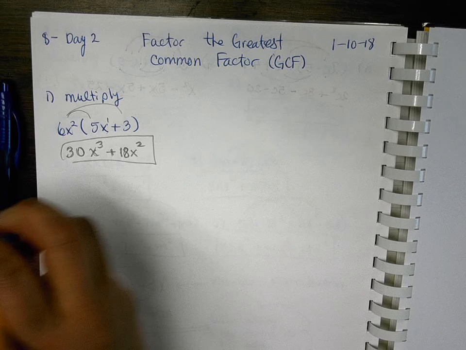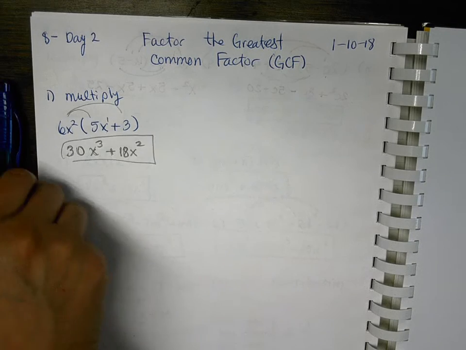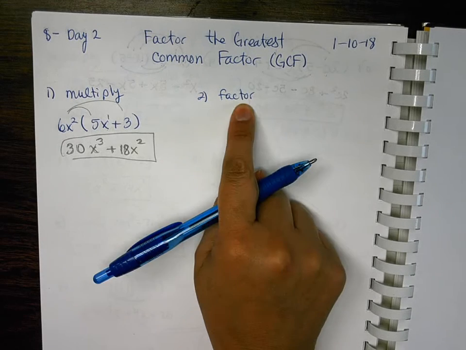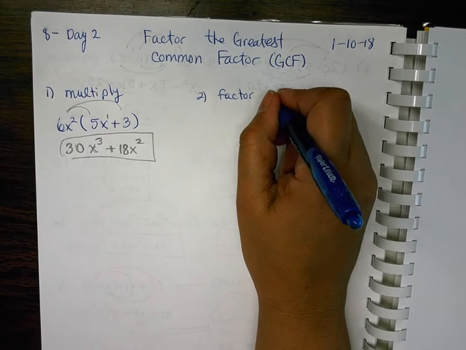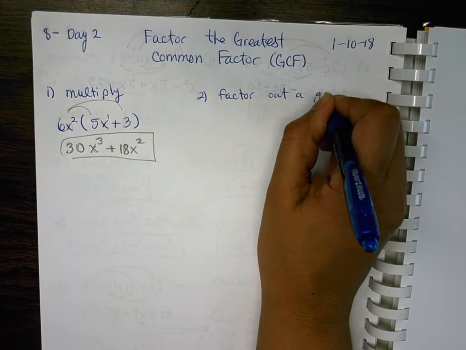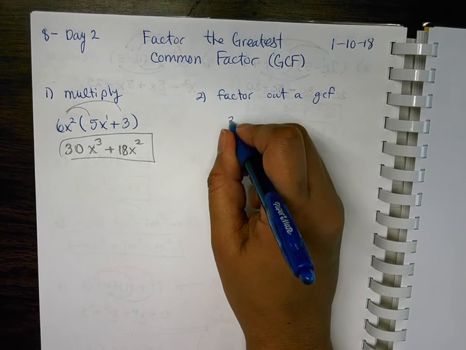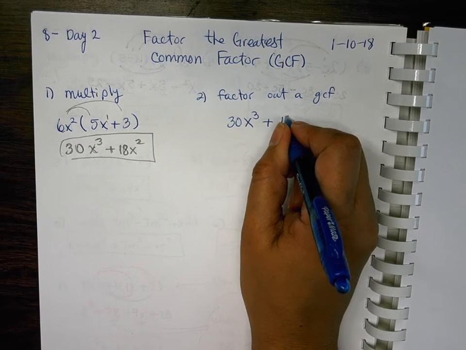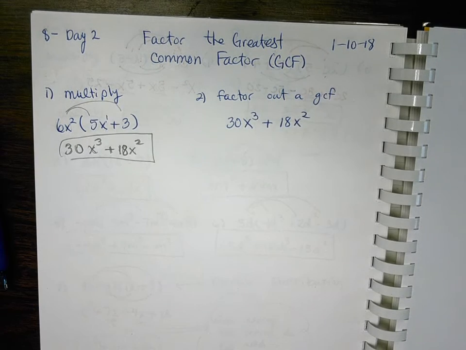All right, so here's what we're going to do. I am going to give you number 2, which is going backwards. And what is it called going backwards? Factor. Factor out a GCF. 30x cubed plus 18x squared. Now, just write it down and then put your pencils down, and I want to explain some things.